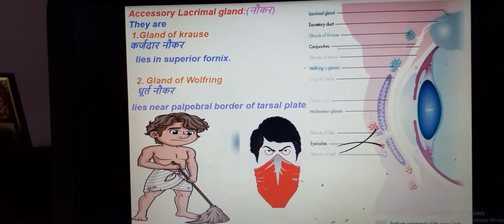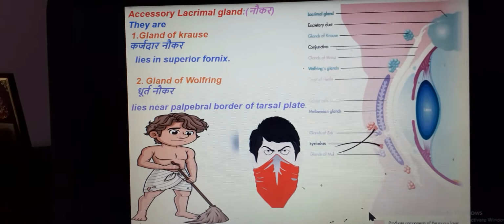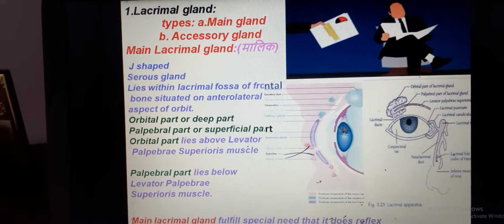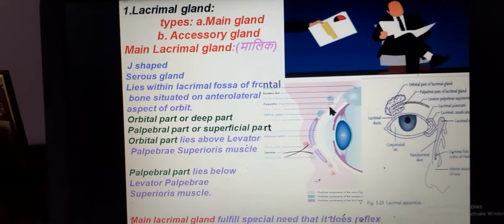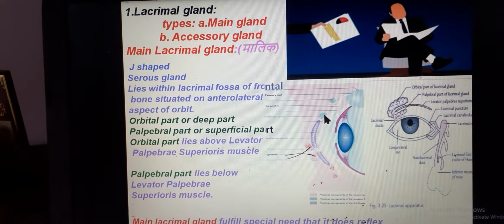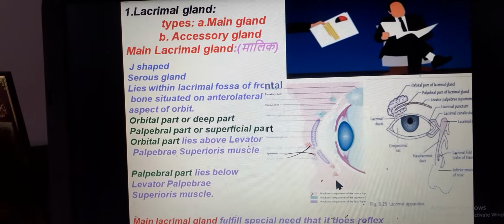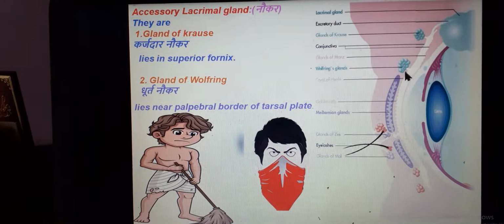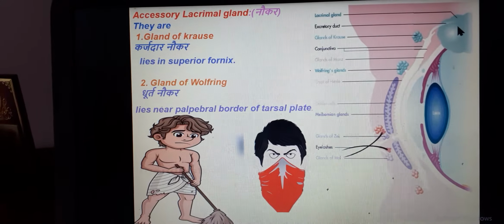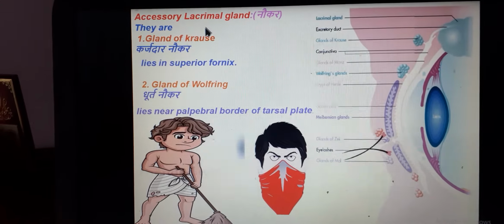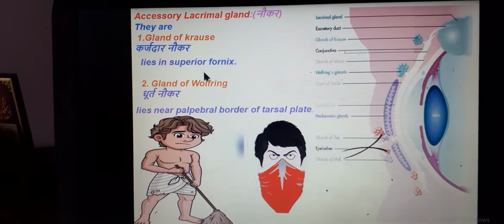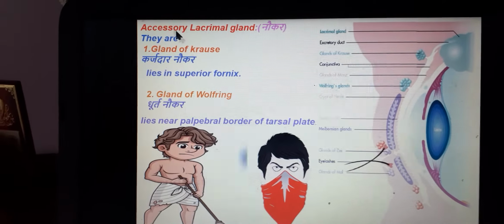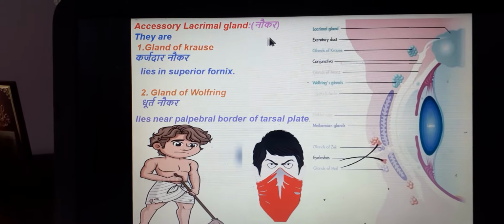And accessory lacrimal gland. This is the main lacrimal gland and this is a sagittal section, and here these are the accessory lacrimal glands. Also here these are accessory lacrimal glands and this is the main lacrimal gland. Accessory lacrimal gland is of two types, gland of Krause and gland of Wolfring. Accessory, so it is regarded as knocker.